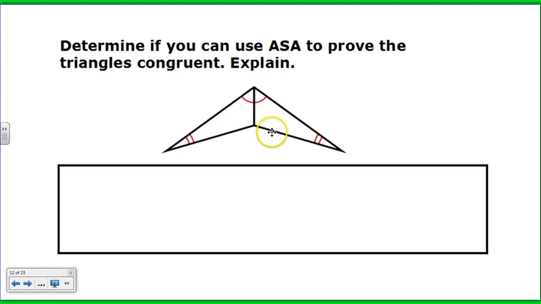Let's look. What do we know? We know that this angle here and this angle here are congruent. We also know that we have a second pair of congruent angles in these two triangles. So the question is, do we have a side, an included side, in this example? They both share this side, don't they? Now, is that the side between the two known congruent angles? Nope, it's not. So we have an angle, and then a side.